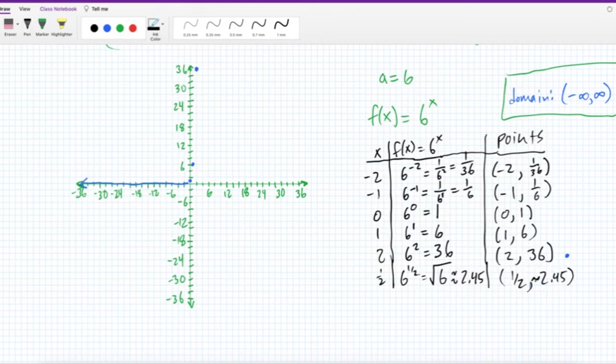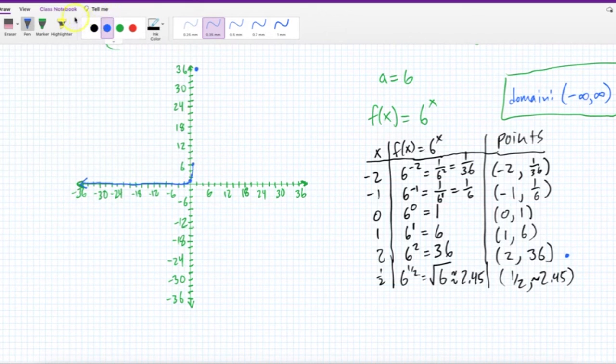Okay, so let's see where that is on here. Okay, 1/2 would be halfway between these 2 points, the one on the y-axis and the one that I'm hovering over right here. And then the height will be 2.45. So 2.45 is about right here. Okay, and you can see that if we draw this curve in here, that's about where we expect it to be.